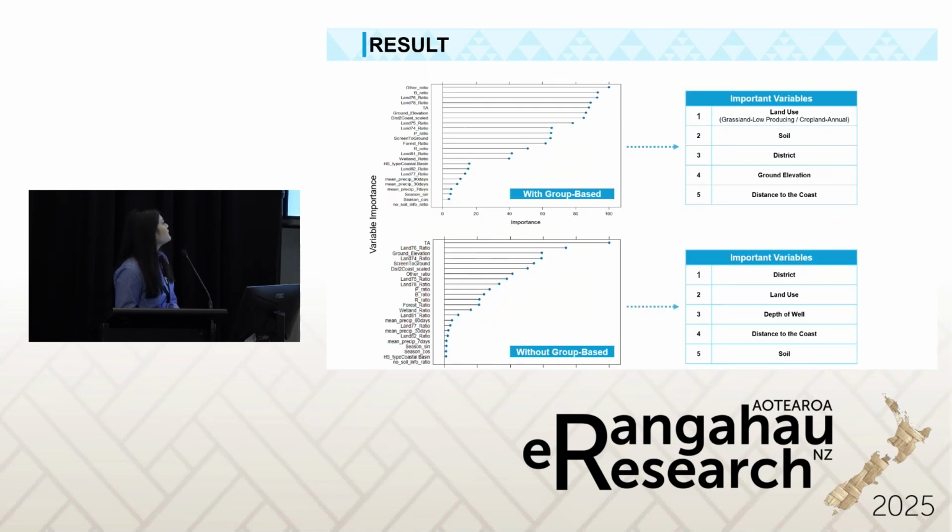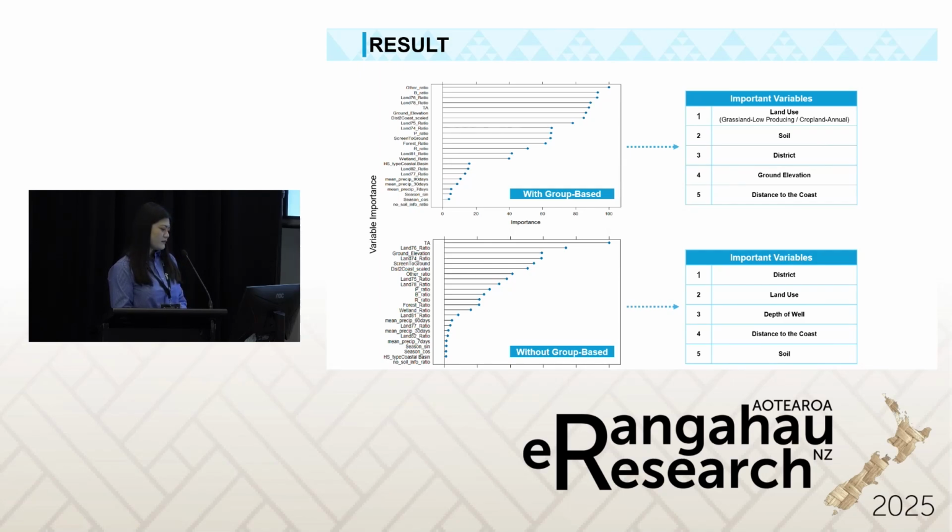And here are the plots of the variable importance. And these are from the two models that were shown. It's a bit hard to read what each variable means, so I put together these two small tables. They're showing the top 5 most important variables. When group-based resampling is used, land use is the most important variable, and specifically low-producing grassland is associated with lower nitrate concentration, and annual cropland is associated with higher concentration. So this means farming activity does have a positive association with nitrate.